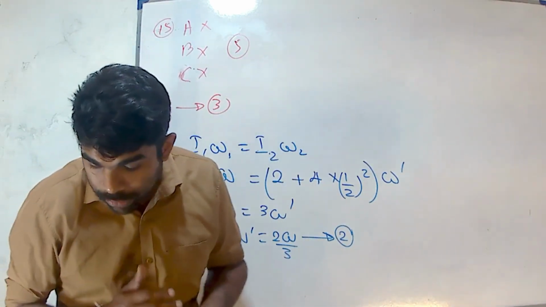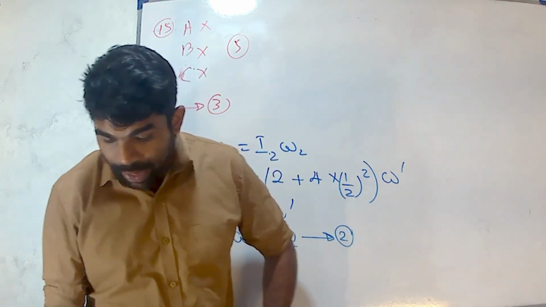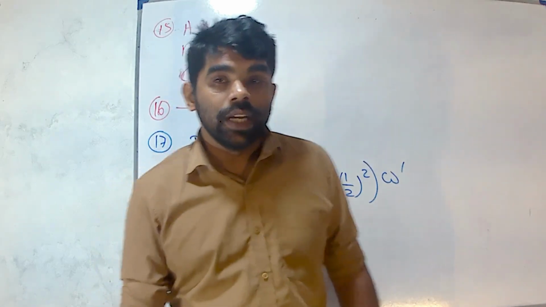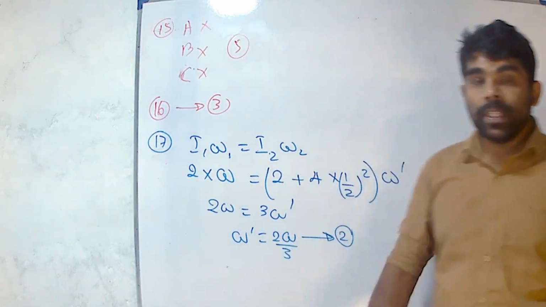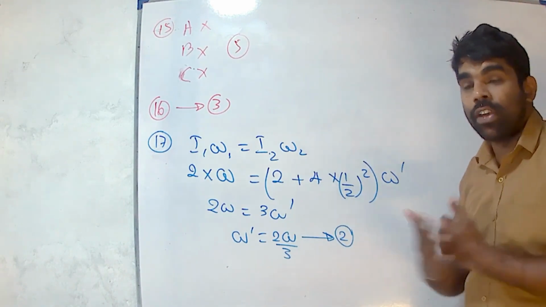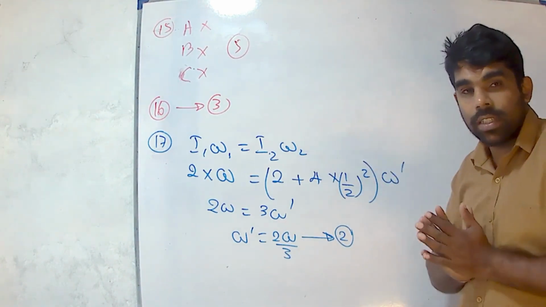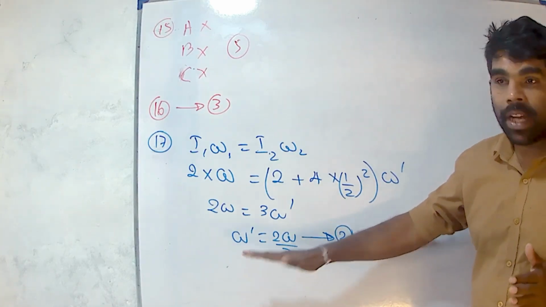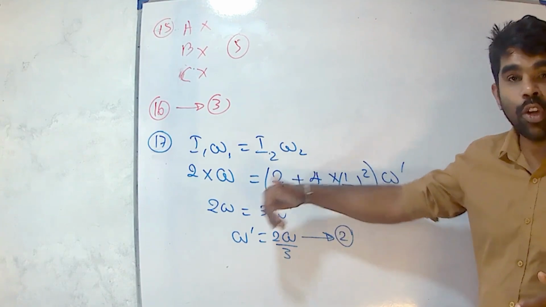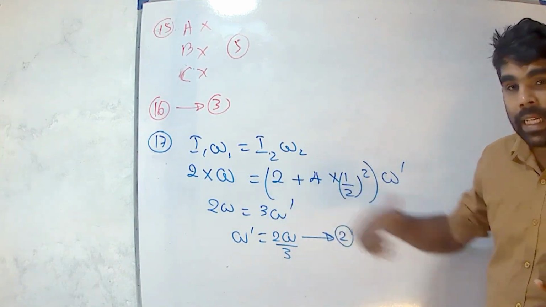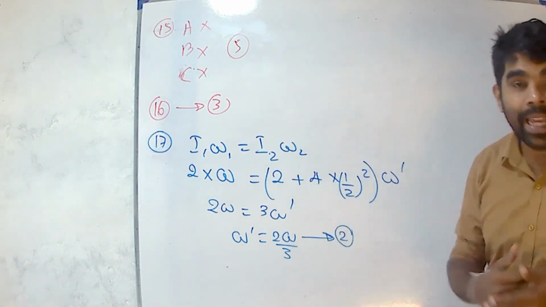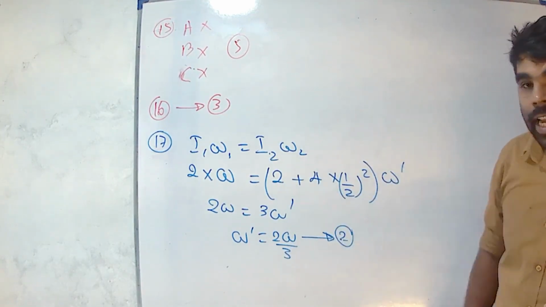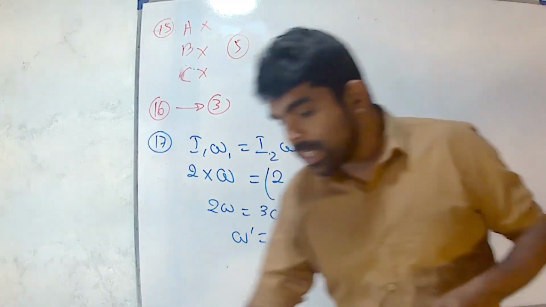But they have given that, find the angular momentum of the object. There is a problem with the given question. Therefore, they have given all marks for question number 17. But we can calculate the angular velocity of the object without using angular momentum. Angular velocity is 2 omega over 3. Then we can get the answer is 2 for question number 17.